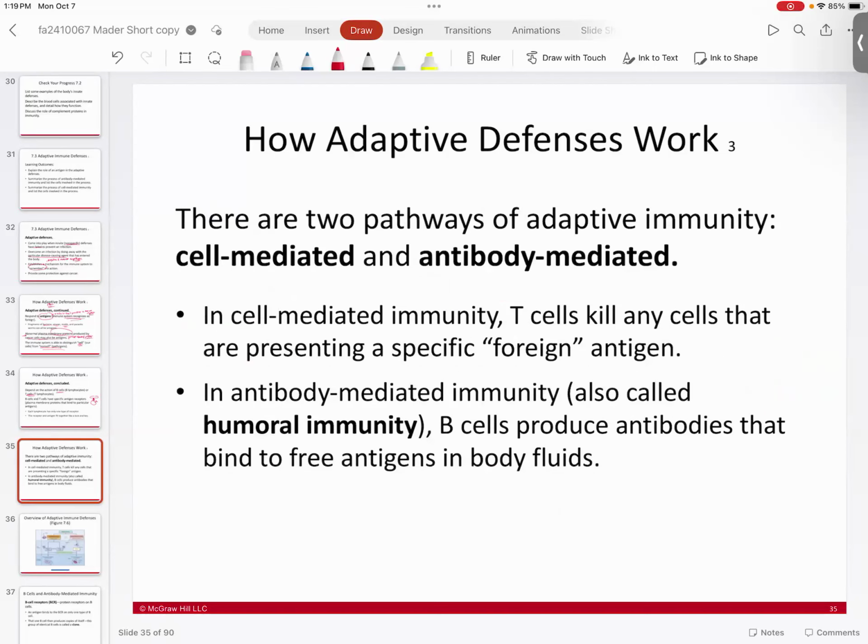So there's two major pathways of adaptive immunity that you're going to see are activated by these lymphocytes. One is what's called cell-mediated. So basically, it's like cell-to-cell combat.